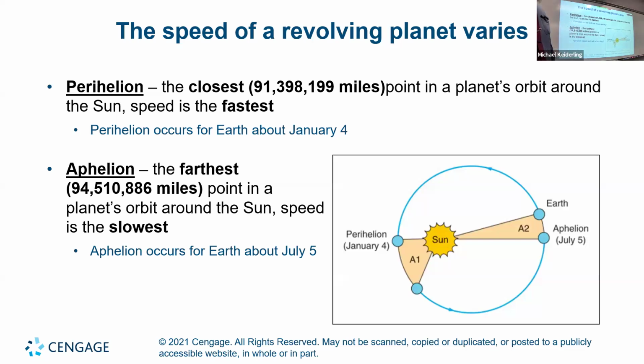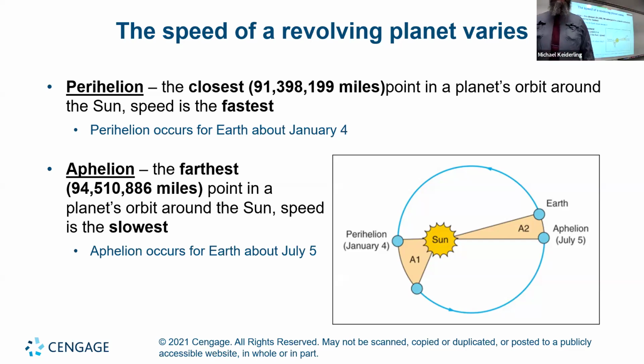Perihelion is the closest point in the planet's orbit around the sun. This is the point where the speed is the fastest. For the Earth, which has a pretty circular orbit, this is 91,398,199 miles. And perihelion for Earth occurs around January 4th.